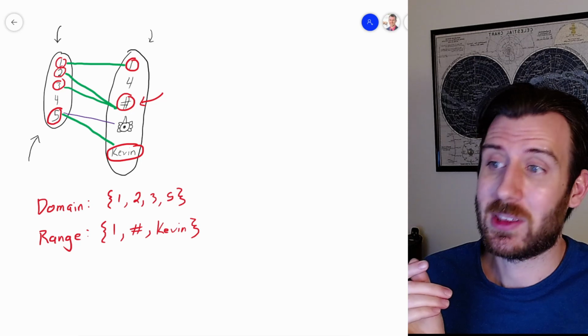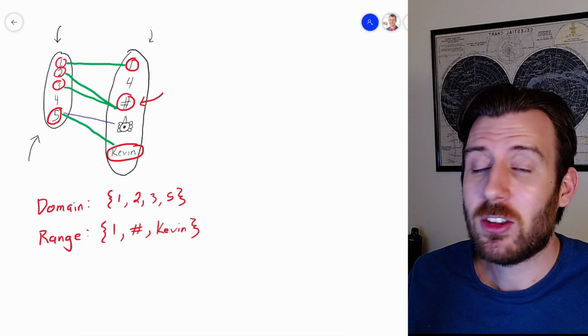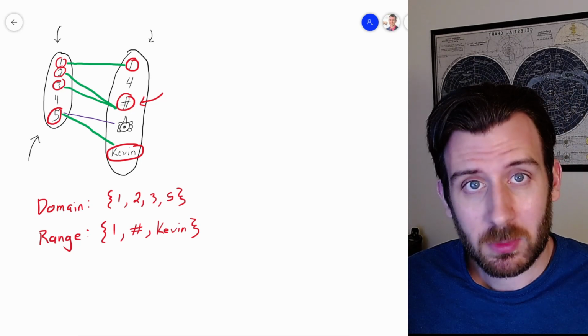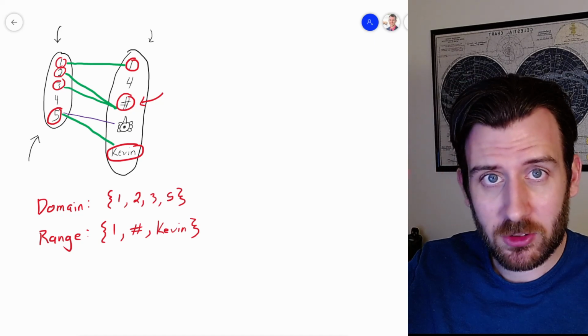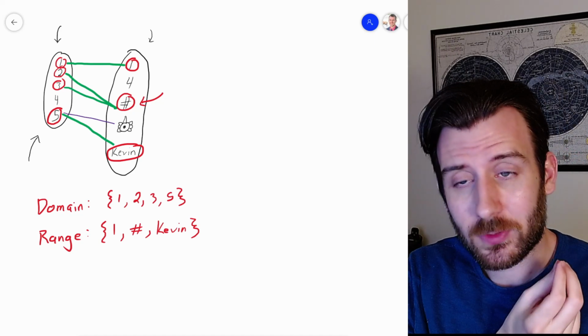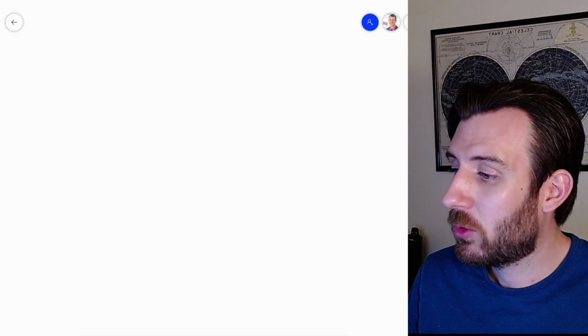Not to say that we can't have this be a situation, it just doesn't get the elite status of function, because a function is anything that unambiguously takes us from a question that is valid to an answer that is valid. Let's look at a couple examples of functions.